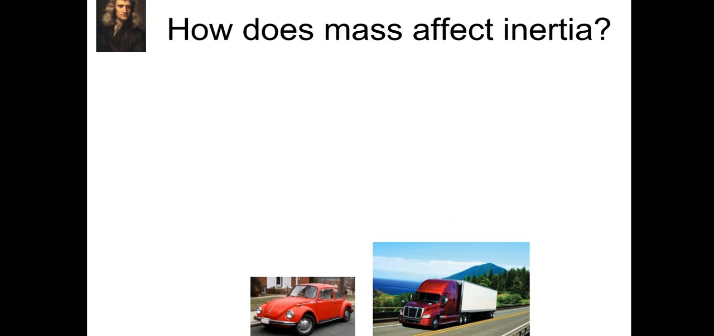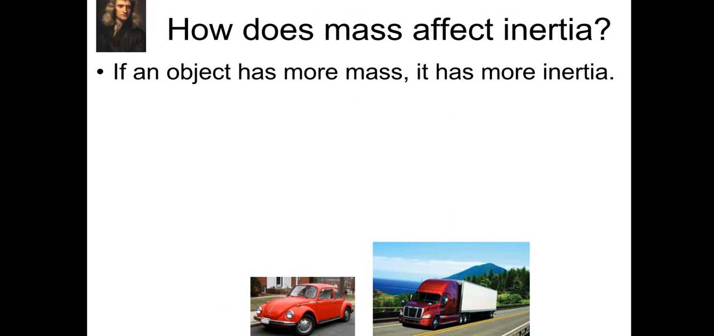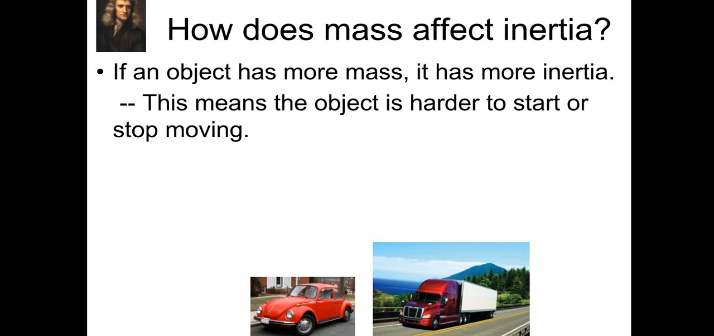So how does mass affect inertia? If an object has more mass, it has more inertia. This means that the object is harder to start or to stop moving. So something that's really, really large with a whole lot of mass is really, really hard to start moving. So think about friction. It has more static friction as well. So it's harder to start moving.